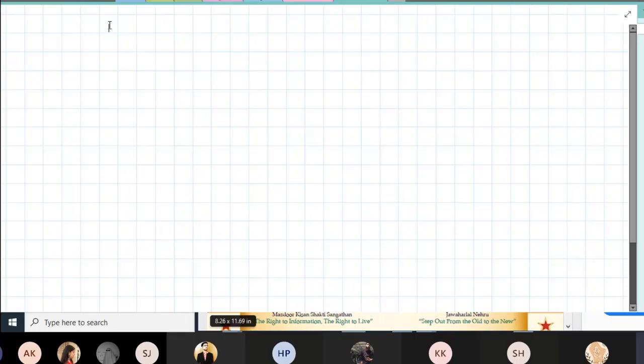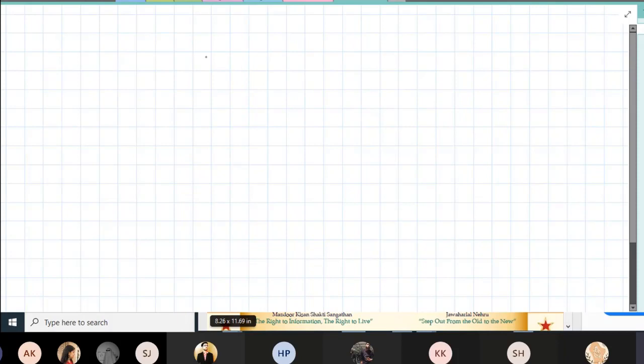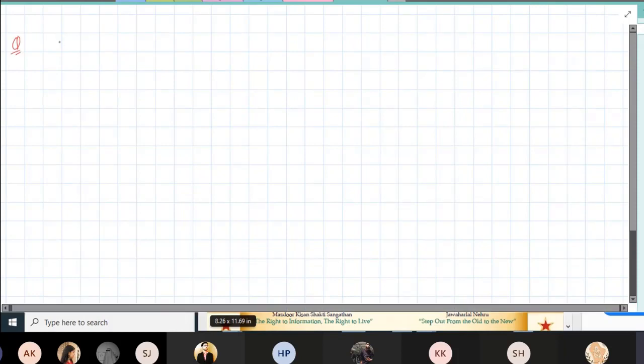Okay, we'll solve some more problems related to the design of flanged beam sections. Let me write the problem. The problem is: in a normal T-beam slab construction, the beams are spaced at 3 meters center to center.